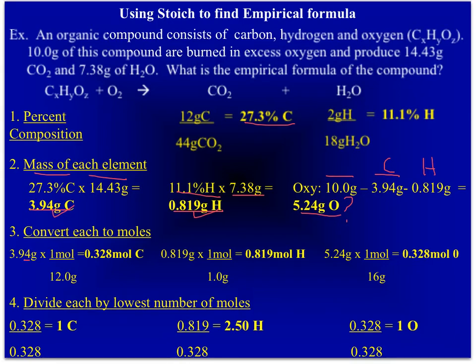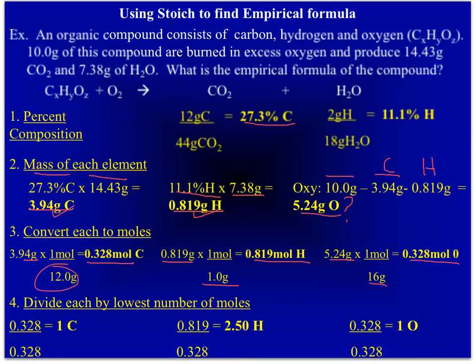Take our 3.94 grams of carbon and divide it by its molar mass. That gives us moles of carbon. Do the same thing for hydrogen, dividing by its molar mass. Notice hydrogen is just 1 gram, so we have 0.819 moles of hydrogen. Do the same thing for oxygen, grams of oxygen divided by its molar mass. And then what do we do next? Well, we divide each by the least number of moles.